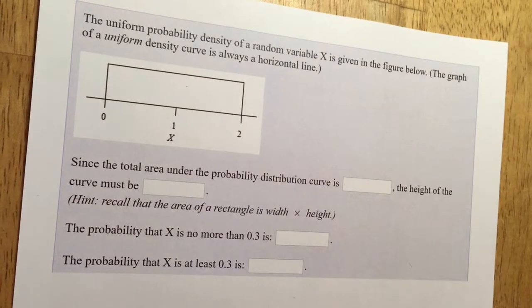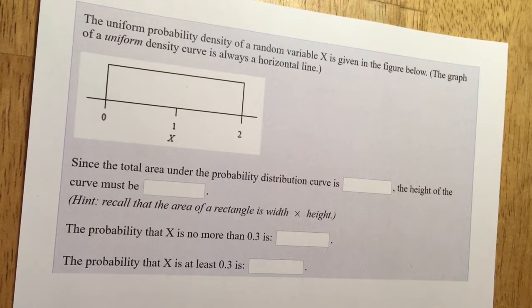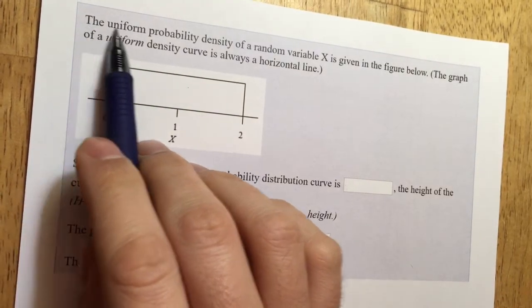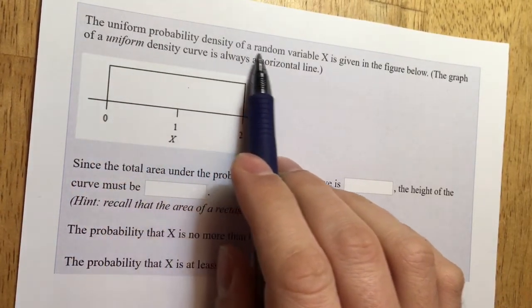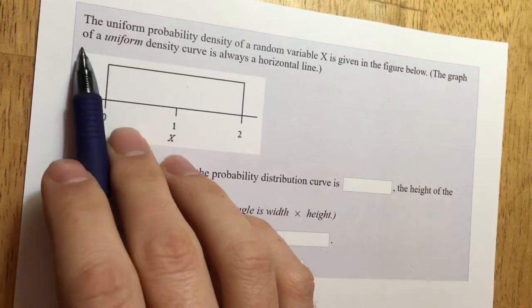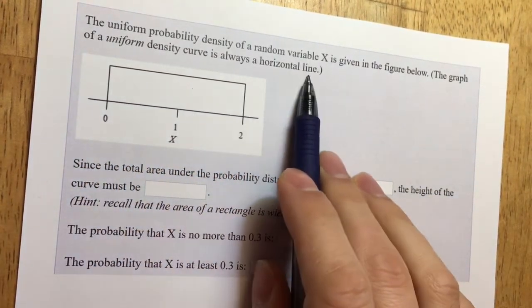Hello everybody. This is a problem about a uniform probability distribution. Okay, let's read the problem. It says, the uniform probability density of a random variable x is given in the figure below. The graph of a uniform density curve is always a horizontal line.